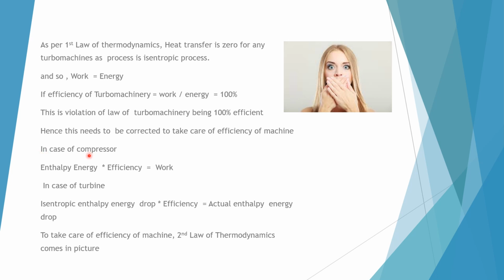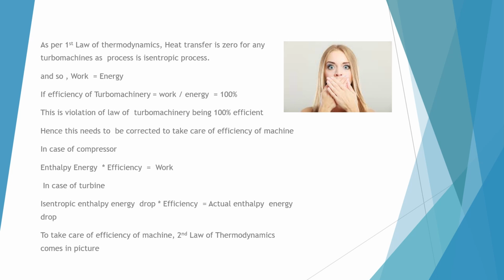So in case of a compressor, enthalpy energy divided by efficiency is equal to work. Similarly, in case of a turbine, isentropic enthalpy energy into efficiency is equal to actual enthalpy energy. So to take care of the efficiency of the machine, the second law of thermodynamics comes into the picture.